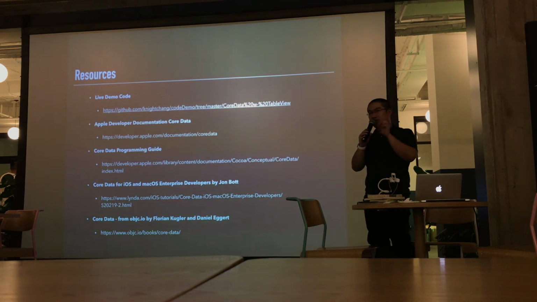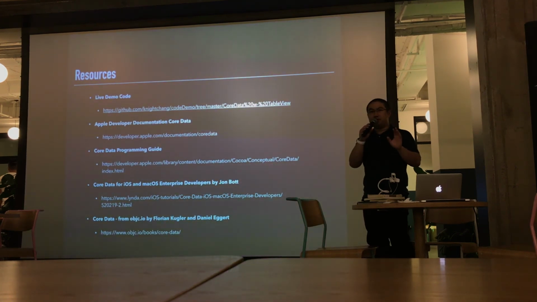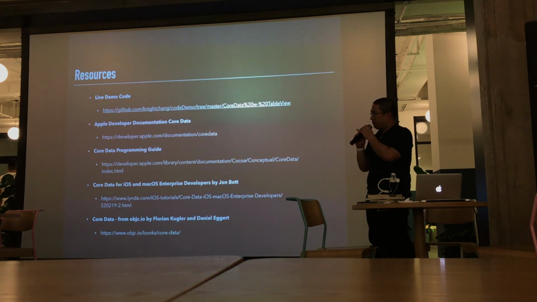The next thing is the Apple developer documentation about Core Data. This documentation is very concise, very easy to read, and if you just started with Core Data, this is the one to go to. But if you want more detailed knowledge about how Core Data behaves, the third thing is the Core Data Programming Guide. This also comes from Apple, so you can refer to the most relevant information about Core Data.